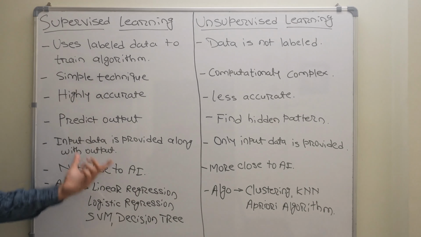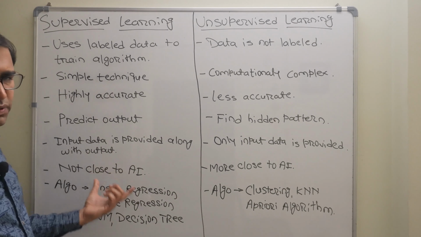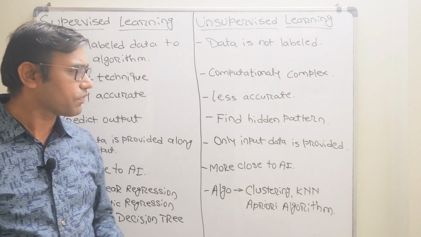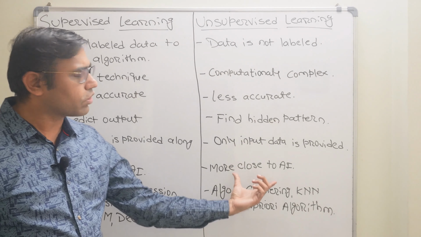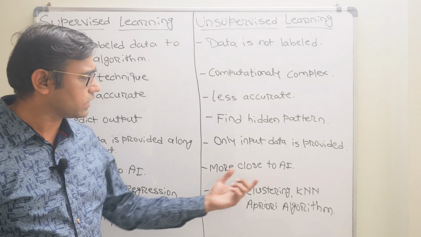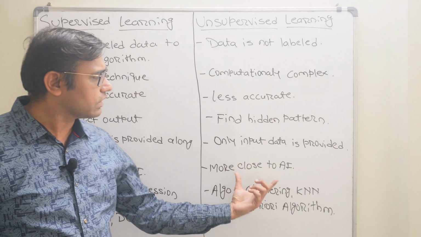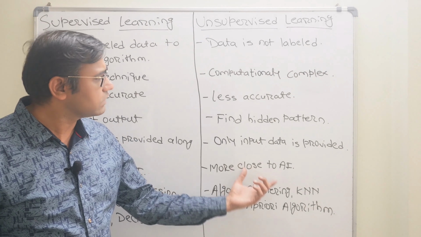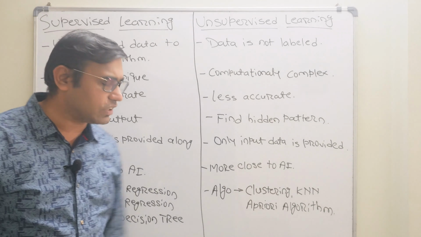Then, supervised learning is not close to AI, meaning it is not close to artificial intelligence, because it totally depends on the label data. Supervised learning totally depends on label data, but unsupervised learning is more close to AI because there is no label data and the model is learning on its own. So that's why we can say that unsupervised learning is more close to artificial intelligence, and hence it is used mostly in artificial intelligence.